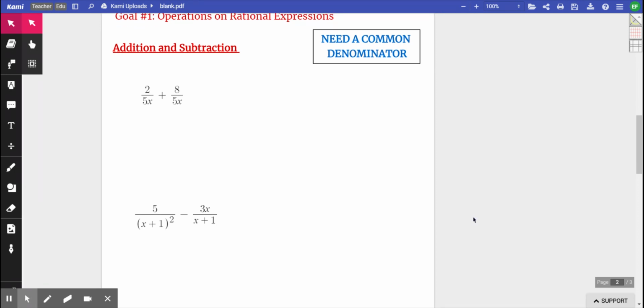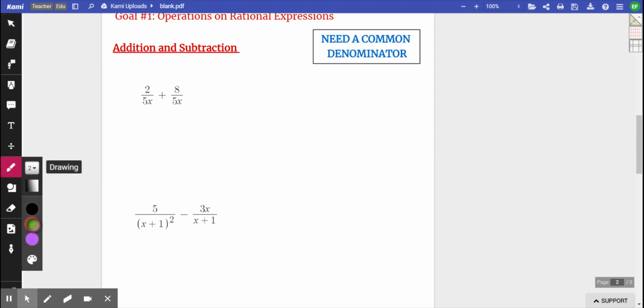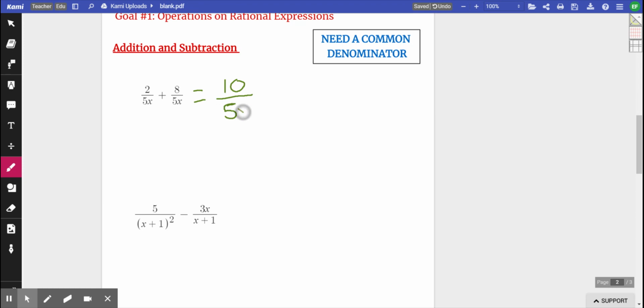So adding and subtracting: if I have 2 over 5x plus 8 over 5x. Something to remember, all the operations that we're going through are just like back in elementary school. Back in elementary school, when you had to add and subtract fractions, you needed a common denominator. So the same thing goes here. We need a common denominator for adding and subtracting. And for our first example, 5x is a common denominator between both of these rational expressions. So we can go ahead and add them together. We're just going to add our numerators together, which gives us 10. Our denominators, once they are in common, they stay in common. You do not add them.